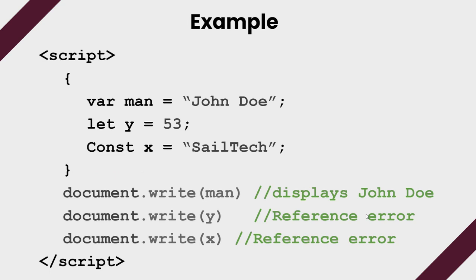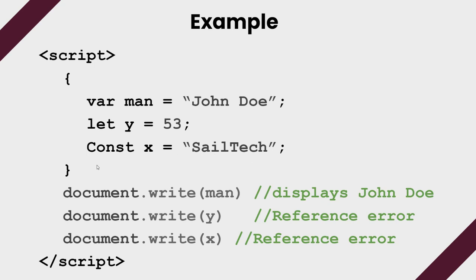Okay, so this is a quick example that I'll be having on VS Code very soon. But just for simplicity, you can see that we've already defined the block here, and that's by beginning with these curly braces we have here and here. So in between these curly braces are the variables that we have declared. We declared the man variable using the var keyword, assigning the value of John Doe. We also declared the y variable with the let keyword, which has the value of 53. Also, we have the variable name x, which has been declared with the const keyword with the value of SailTech.